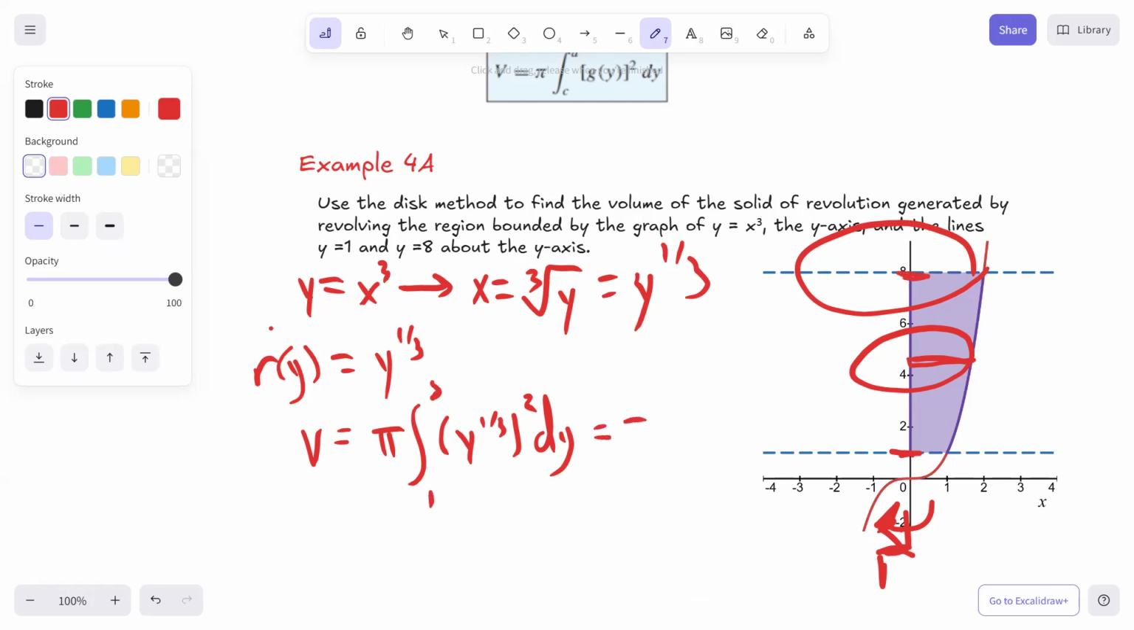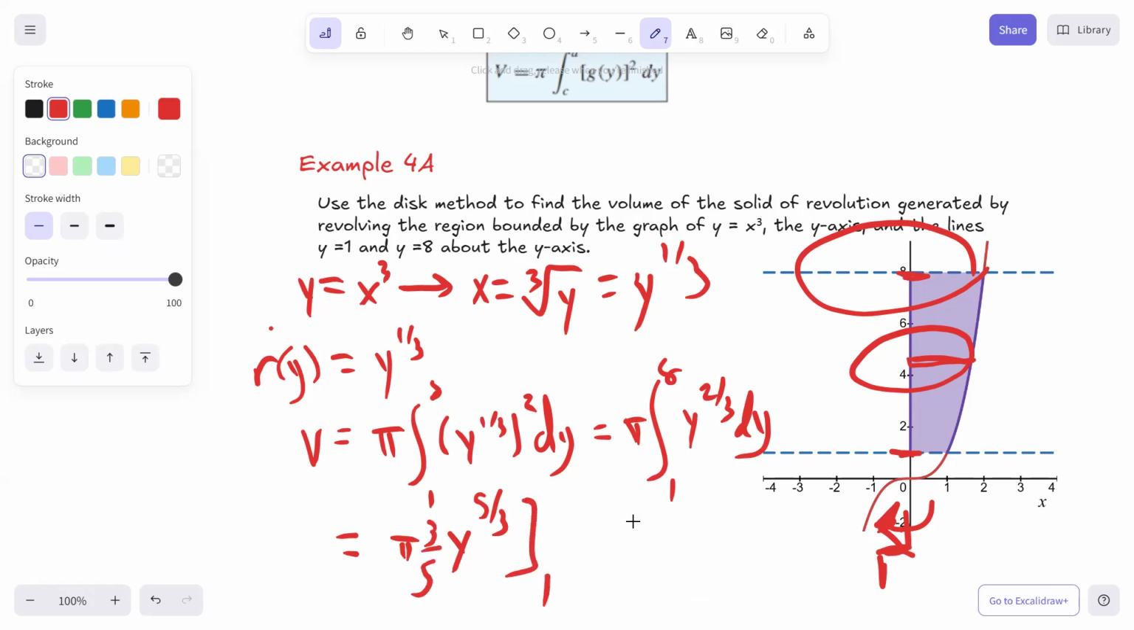All right, so simplify this up. Integral from 1 to 8 of y to the 2/3 dy. And this would be pi. The antiderivative would be 5/3 times 3/5. Plugging in 1 and 8 and subtract. So when we plug those values in, we're going to get 3 pi over 5 times.